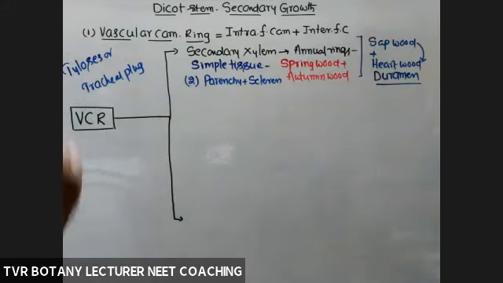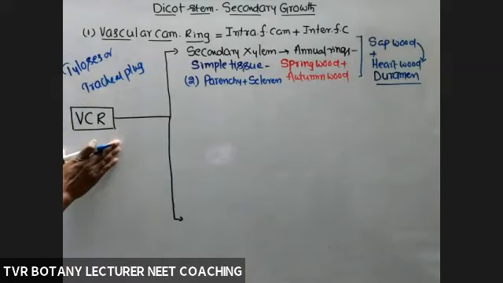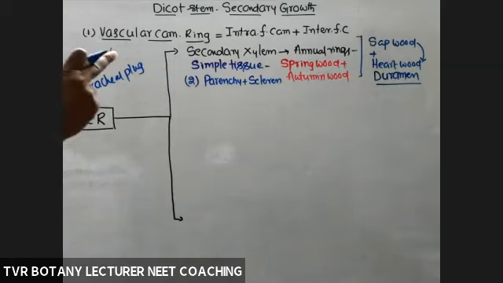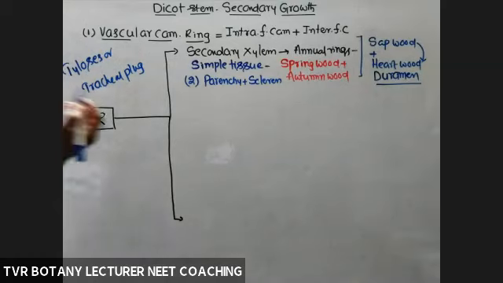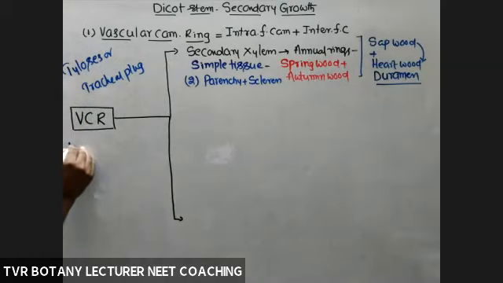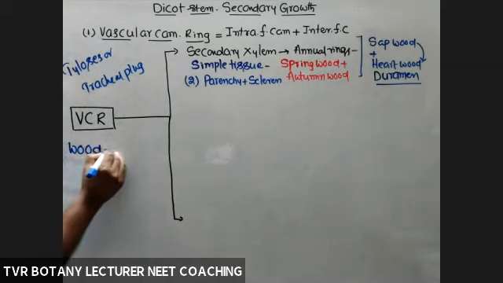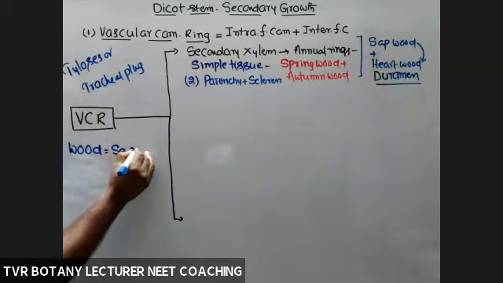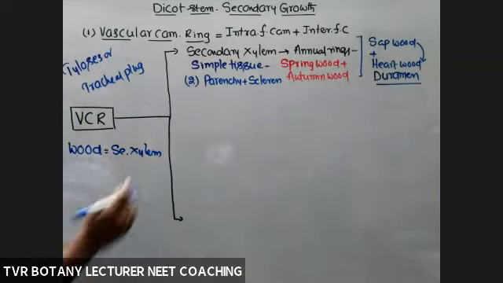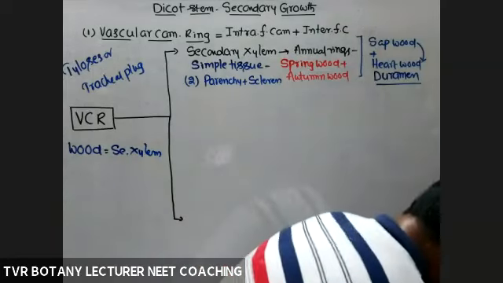Okay, and yet the question is, in the primary dicot stem, primary medullary rays are present. The purpose of the primary medullary ray is radial conduction of water and minerals. So once wood is formed, actually here wood is nothing but, what is wood? Wood is nothing but secondary xylem. Wood is equal to secondary xylem.